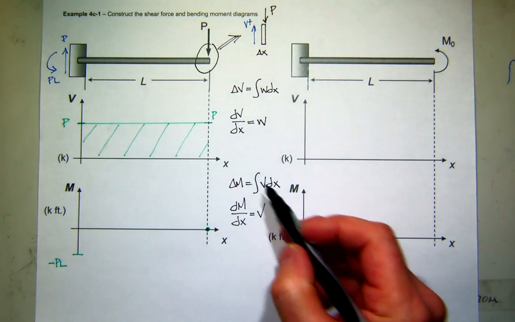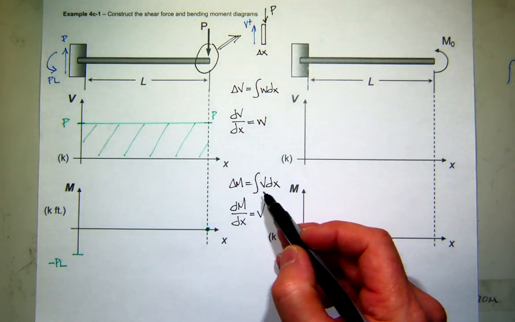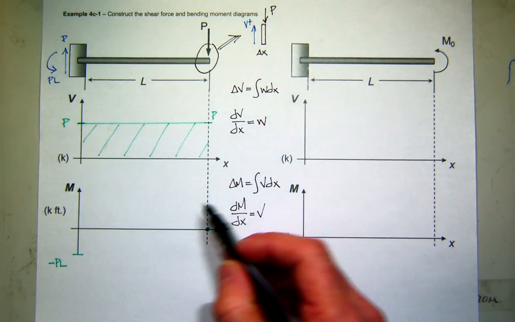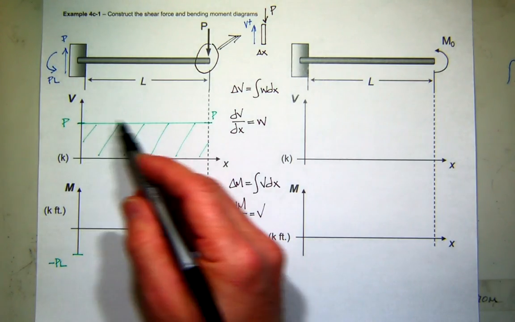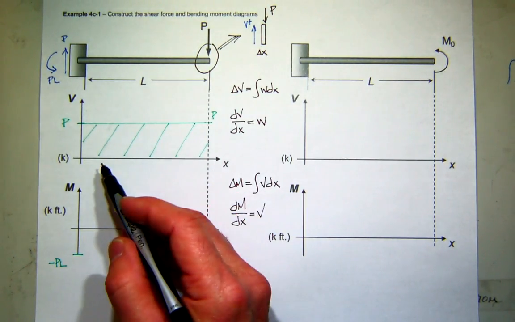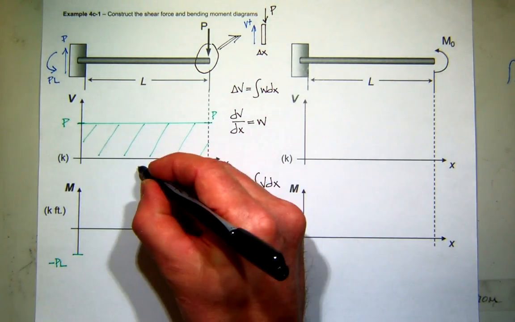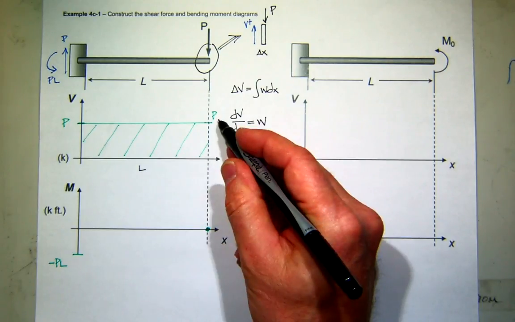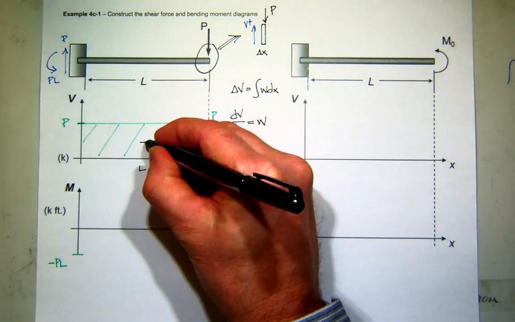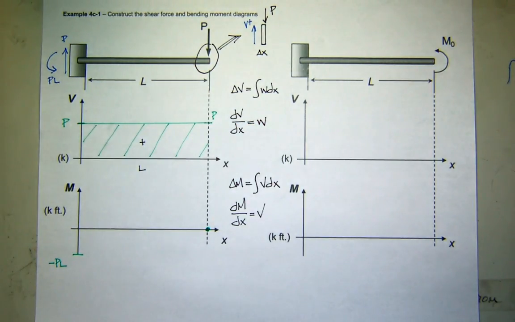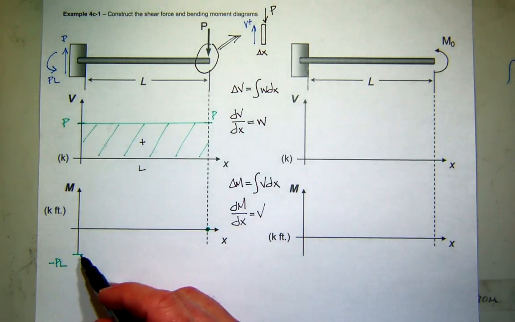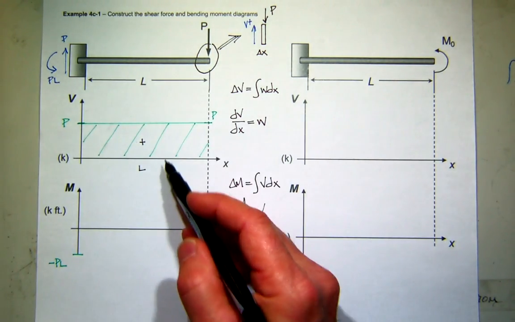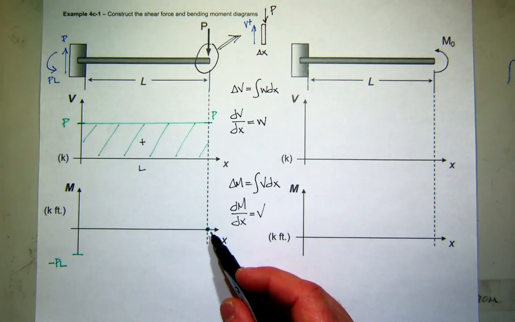So our relationship says the change in moment is equal to the area under the shear diagram. So let's look at the area of the shear diagram. It's a rectangle. That's easy to calculate the area. It's just base L times height P, and by the way, that's a positive area. So it should be positive PL. So if I start at negative PL and I add the shear area to it, I get 0, and that matches.